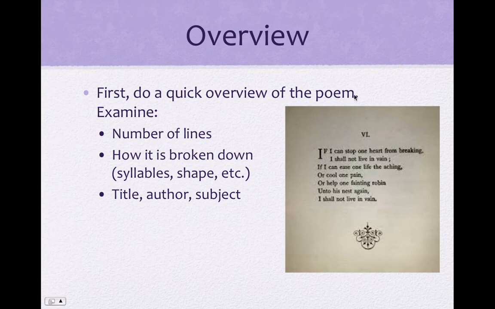And then if I look at this, I see there's 8 lines. I know that it's not a particular format. If I saw 14 lines with a rhyming couplet at the end, then I know it was a sonnet or something like that.